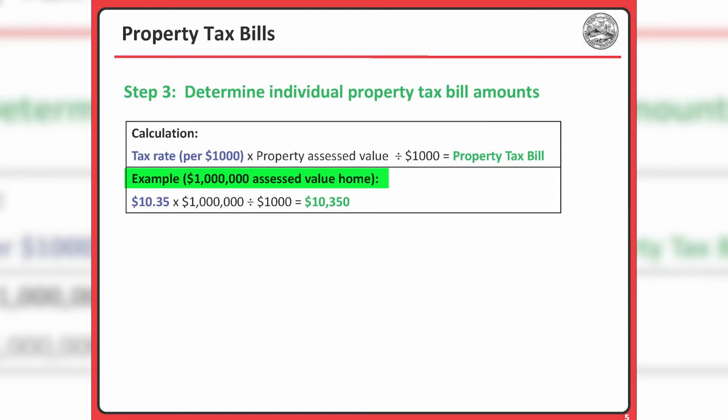This property's tax bill is calculated by multiplying the tax rate from Step 2, $10.35, times its assessed value of $1 million, then dividing by $1,000. This results in an annual property tax bill of $10,350. This example illustrates an important point.